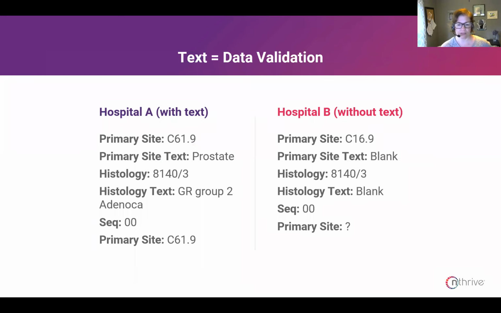This is an example of what a standard setter may encounter when receiving cancer data from different reporting facilities. In the left column, we show how text validates the coded data from Hospital A. Yet in the right column for the records submitted by Hospital B, there's no text. So we have no way of knowing if the primary site is correct or if the abstractor accidentally transposed the ICD-O-3 topography code. Could this really be a second primary of the stomach, or was the patient seen at Hospital B for their newly diagnosed prostate cancer?